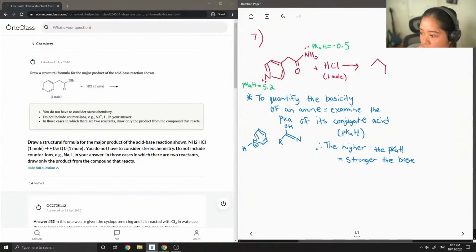I can write our final product here. It'll have a positive charge. I'll just draw in the double bonds. Then this amine remains the same. And then, even though I don't have to include those ions, just write Cl minus there. Okay, so this is our final product.